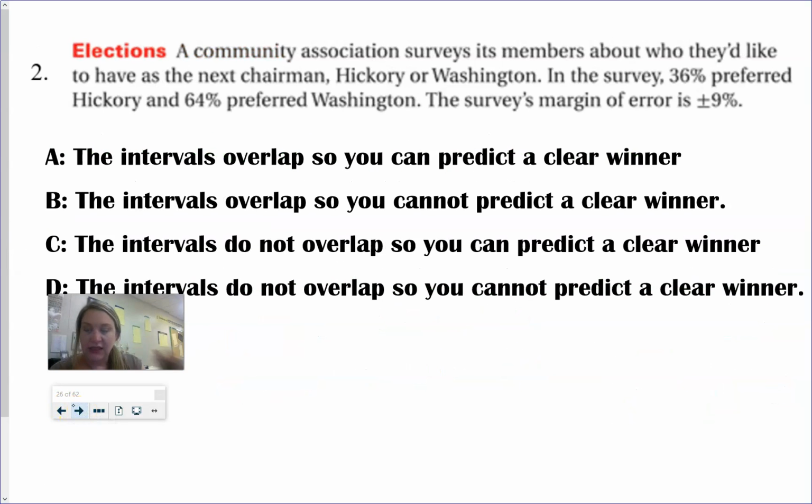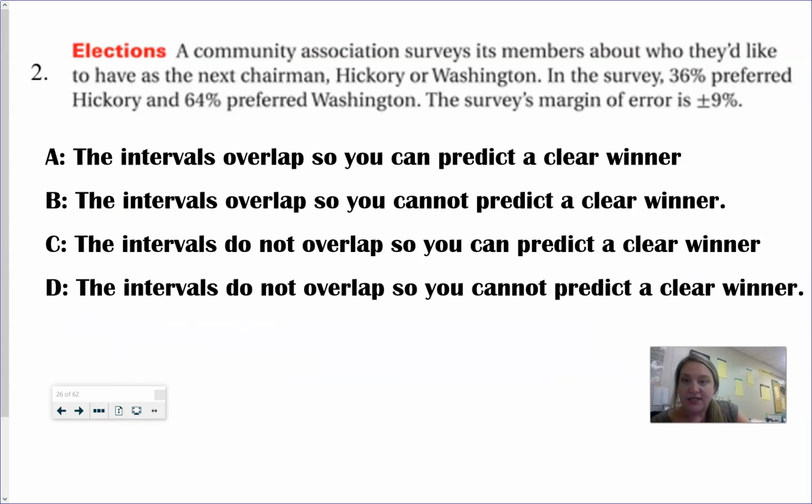Next, let's have you try this one. All right, so pause the video and do this multiple choice question with Hickory or Washington. Who do they like to have as the next chairman? All right, so pause and do this one.